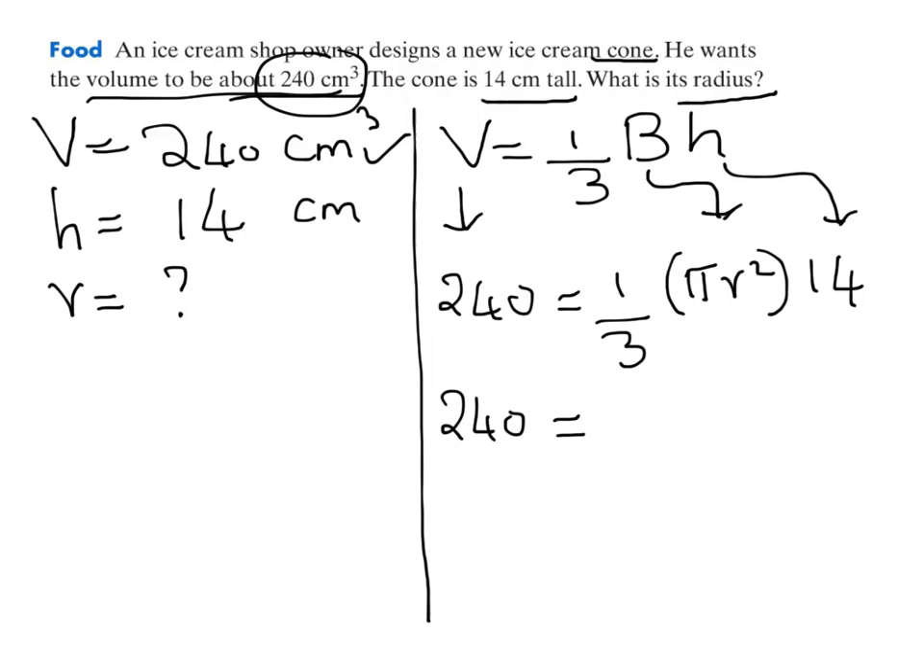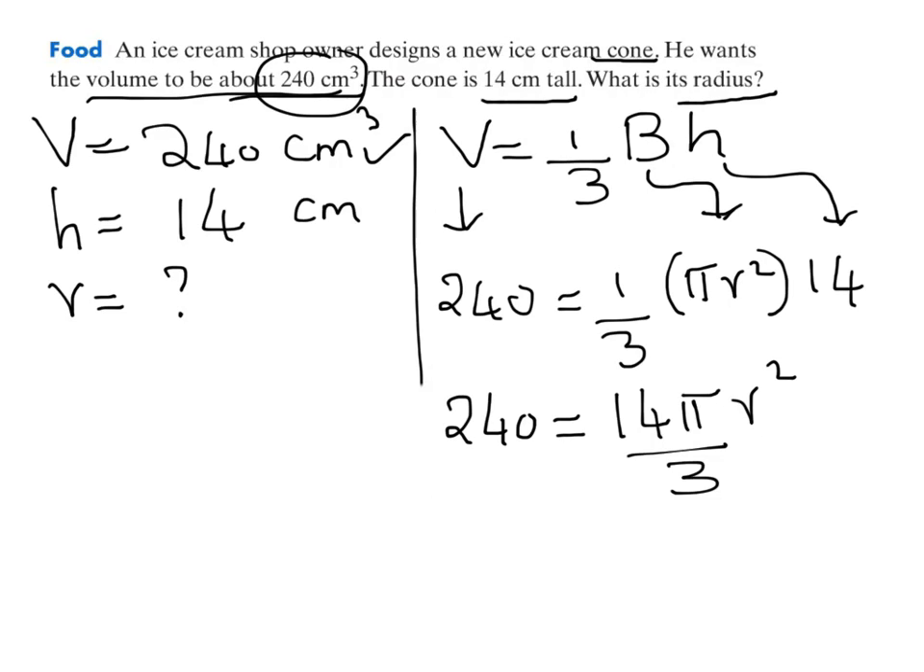Let me rearrange this. 240 is equal to 14 multiplied with pi divided by 3. So can I write this as 14 pi r squared over 3? It is just rearranging. We need to find the value of r. We have learned already how to solve equations. So it is 14 pi r squared divided by 3.